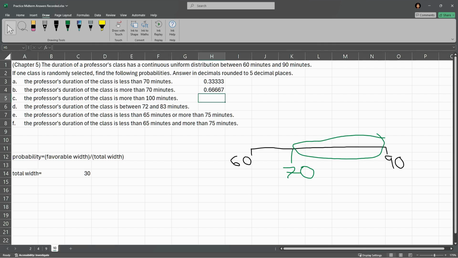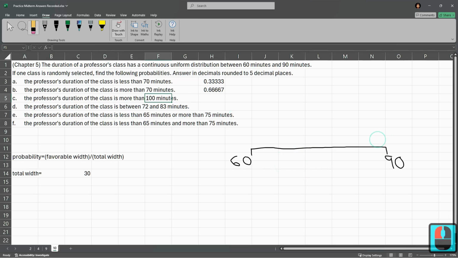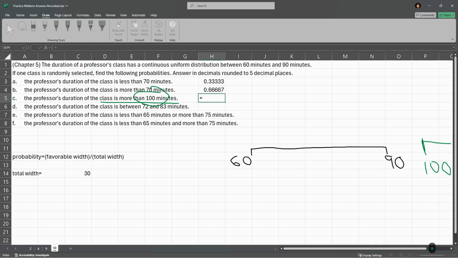And now the next part asks about 100 minutes, no longer 70. So I'm going to take 70 out of here. So where's 100 minutes? 100 minutes is right here. So more than 100 minutes, well, you can't have a class more than 100. The longest a class could be is 90. So more than 100, there's nothing over here. So this would be 0. So the width is 0. If you want to use the formula, the favorable width is 0. The total width is 30. So the probability is 0. So that was more than 100.